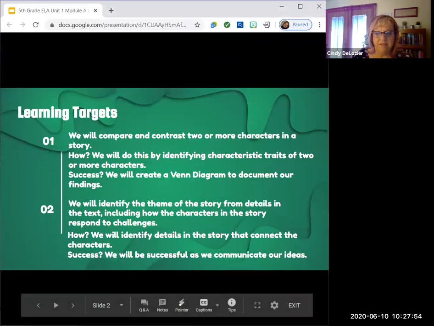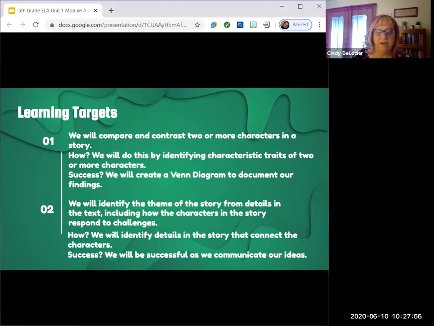Our learning targets today are, we will compare and contrast two or more characters in a story. We will do this by identifying characteristic traits of two or more characters. Today, it will be especially Frankie and Ben. We will create a Venn diagram to document our findings.